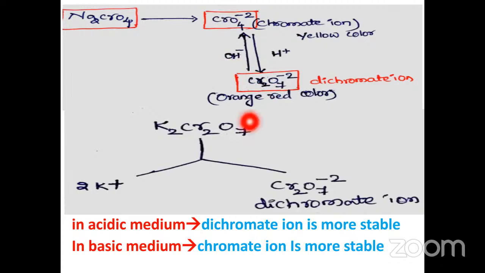So in acidic medium, which is more stable? In acidic medium, dichromate ion is more stable. In basic medium, chromate ion is more stable. So that means potassium dichromate dissociates to form 2 K plus ions and dichromate ions.